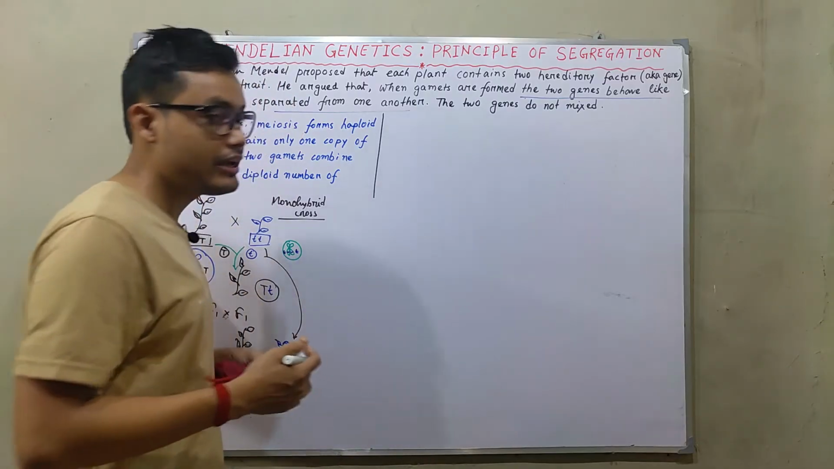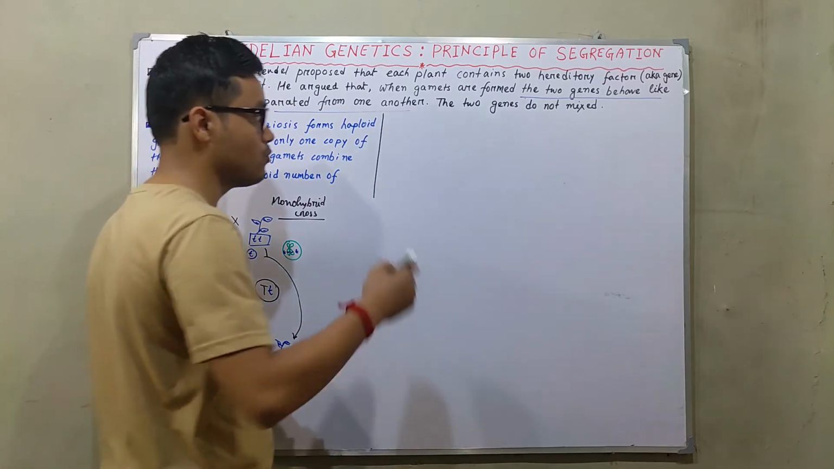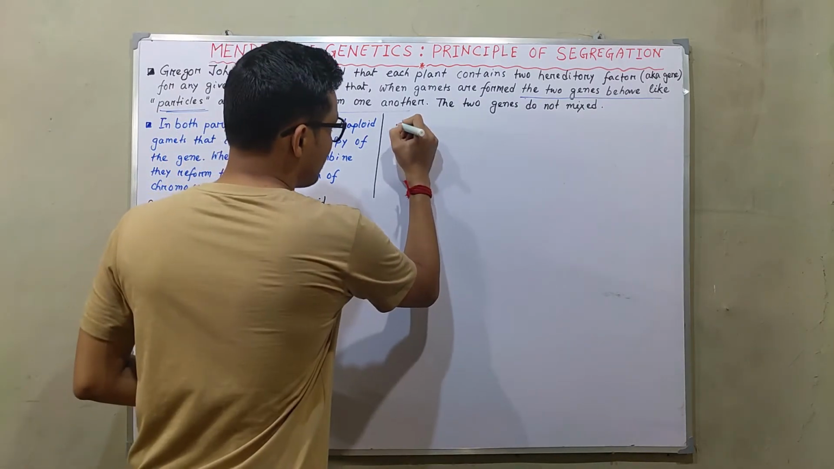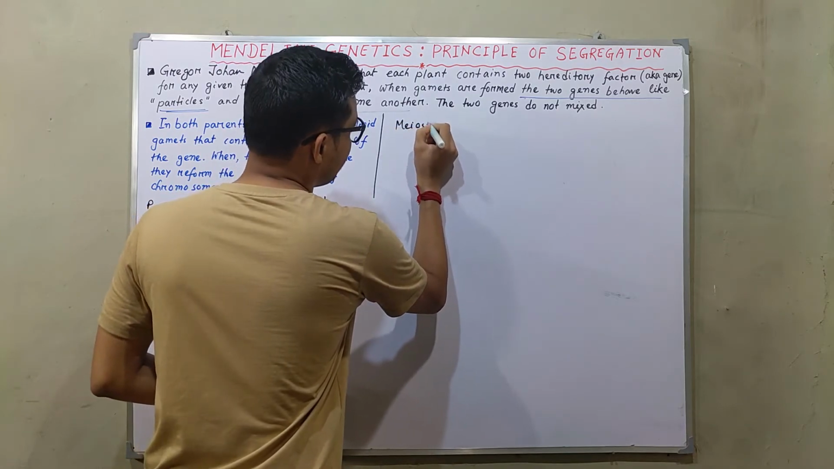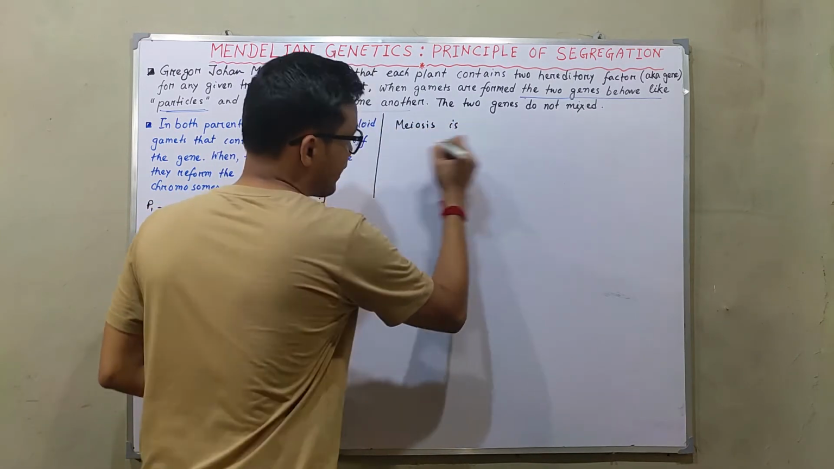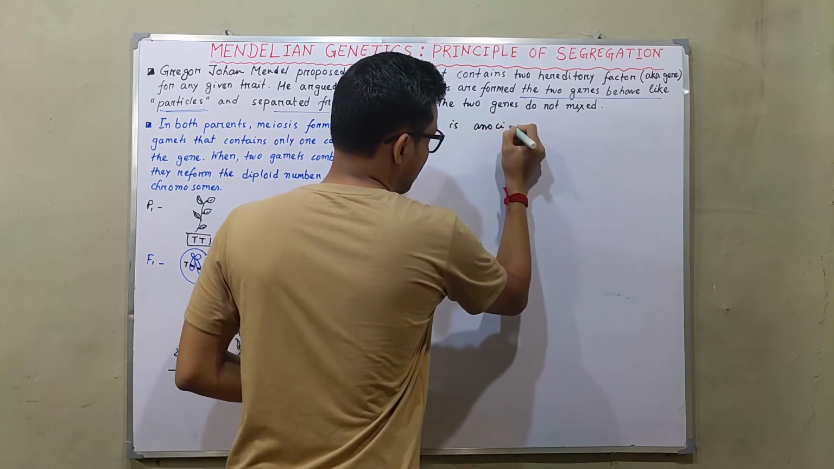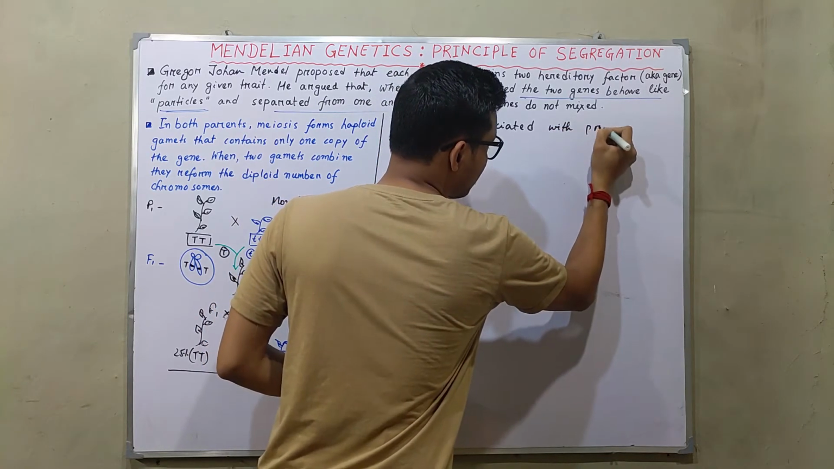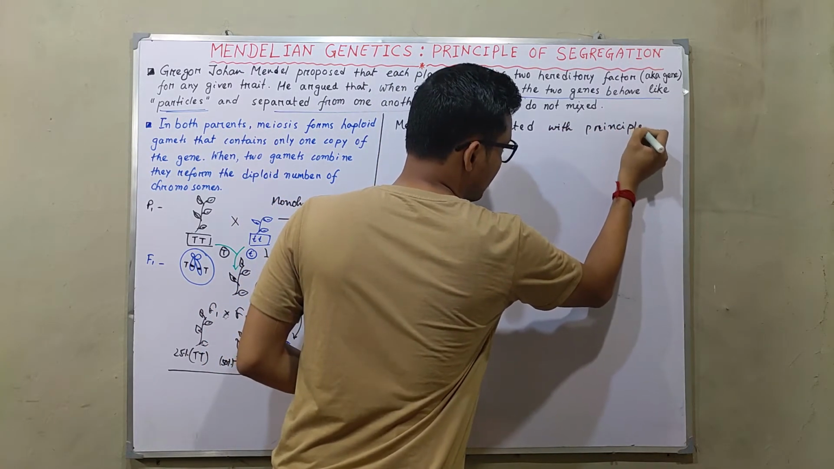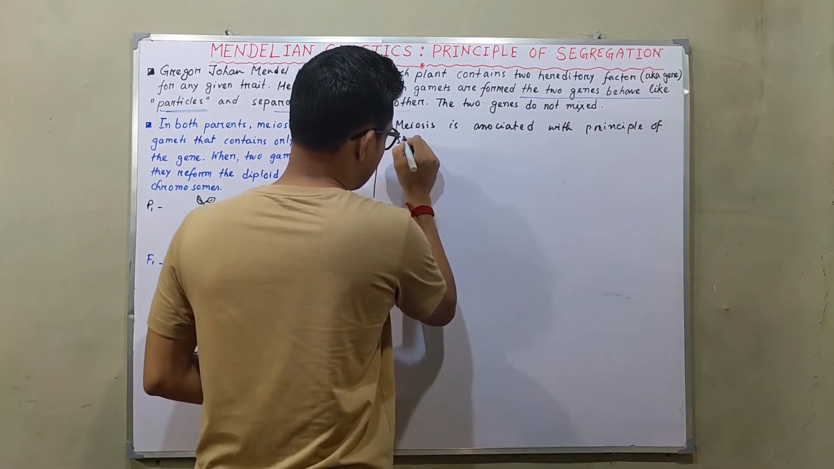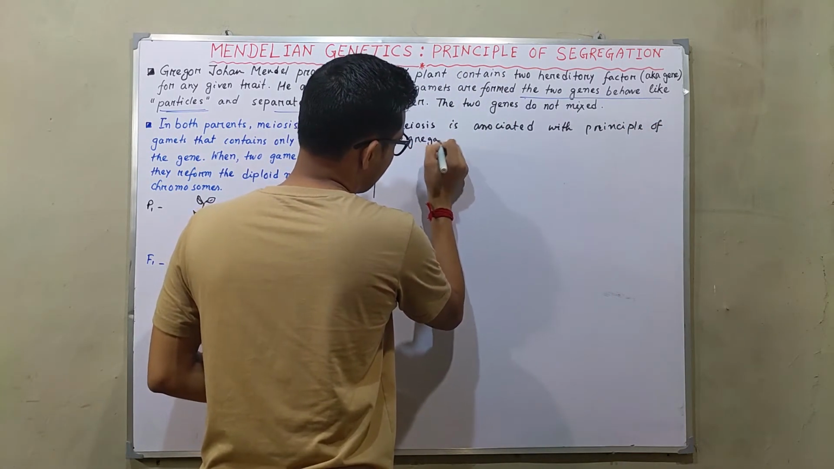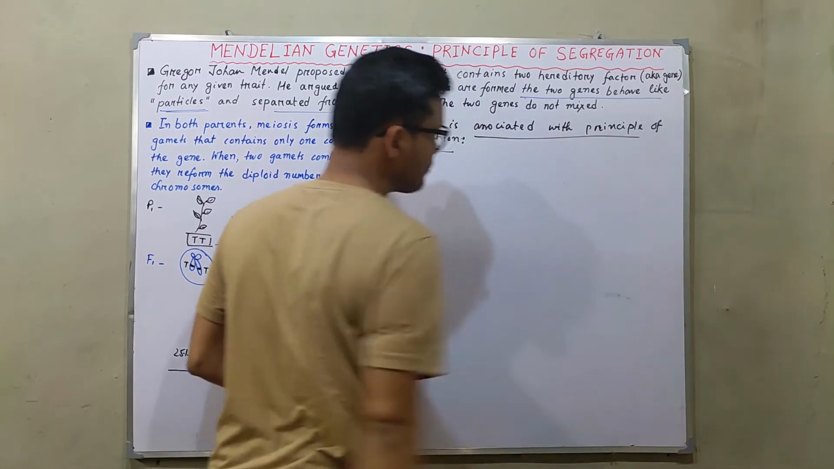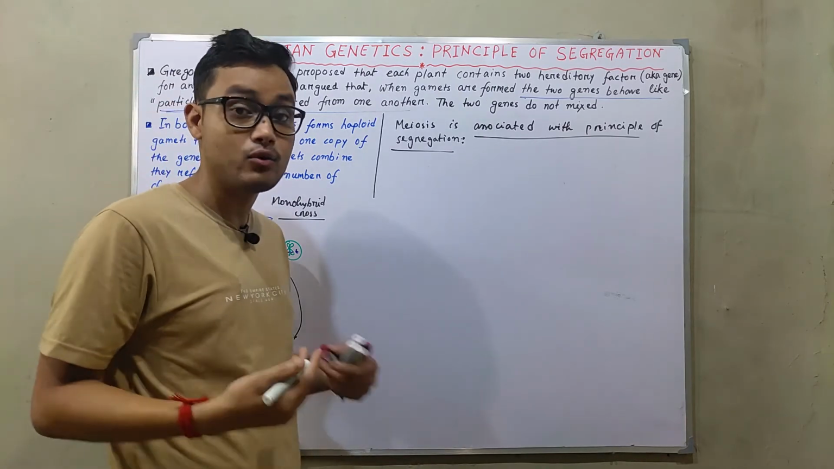The principle of segregation is highly associated with meiosis. So what does meiosis have to do with the principle of segregation? In the case of the principle of segregation, meiosis plays a crucial role.